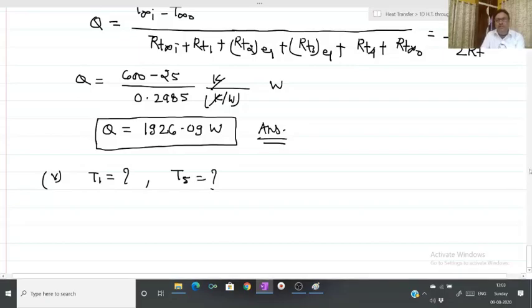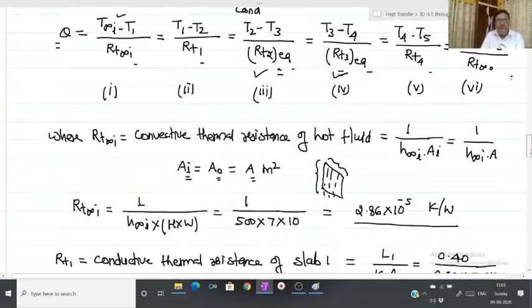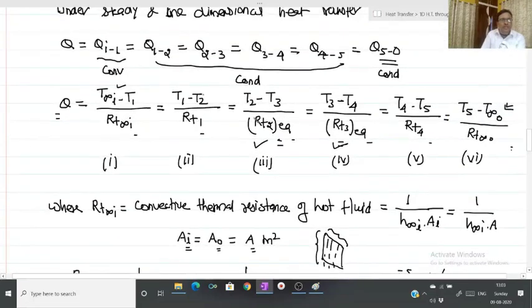So how to calculate T1 then? Now let us get back to these equations once again. Kindly refer to equations 1, 2, 3, 4, 5 and 6. My aim is to calculate T1. So if I use equation 1, the value of Q is known to me, T infinity I is known to me, RT infinity I value is known to me. So the only unknown is T1. So recalling equation 1 is going to help me to calculate the value of T1.